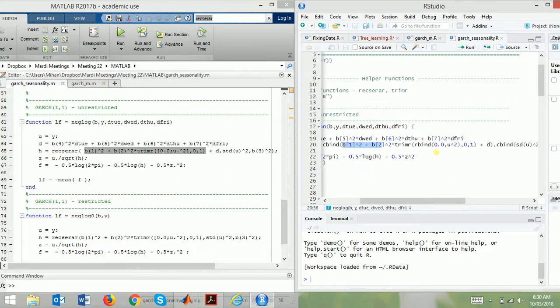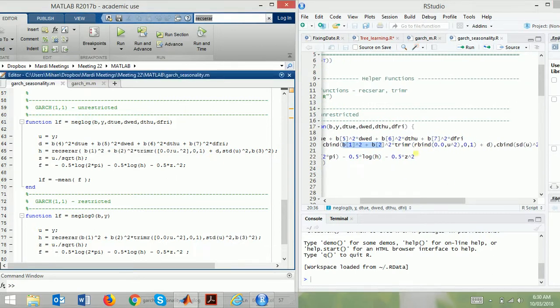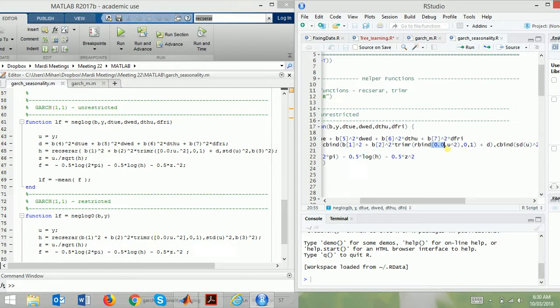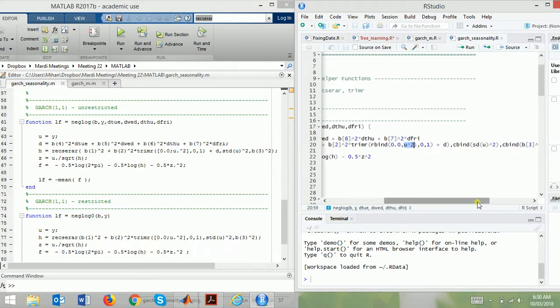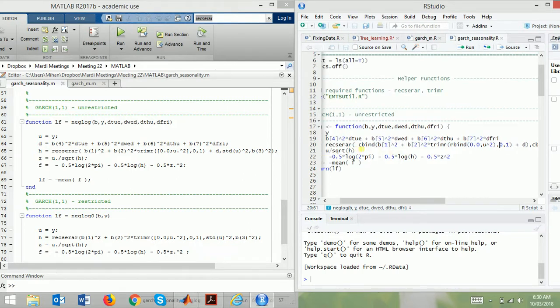Then row bind. Trimmer, then okay, this is the first row, then this is the second row, so bring everything in one row. Okay, bring everything in one row, then just fix it. So column bind brings everything under one column, row bind is connecting the rows, whereas column bind is connecting all of the rest of the stuff.